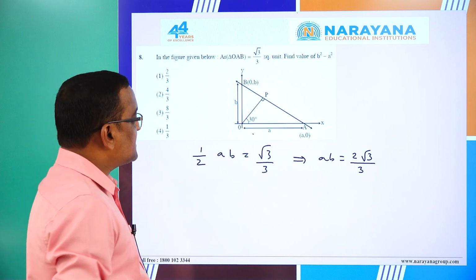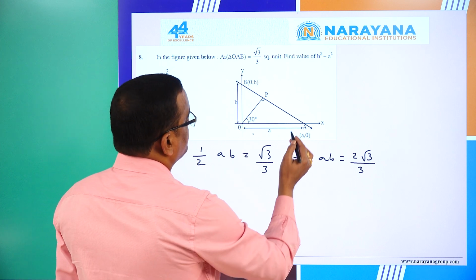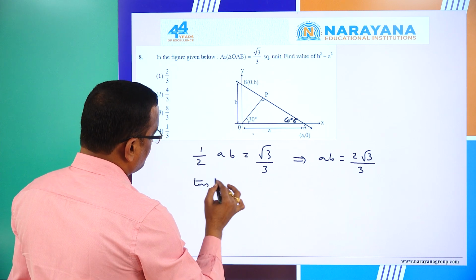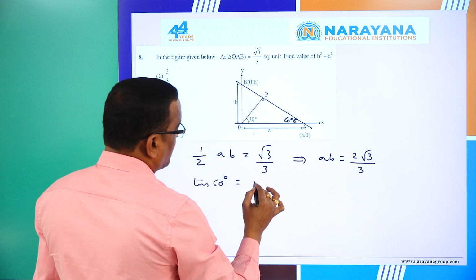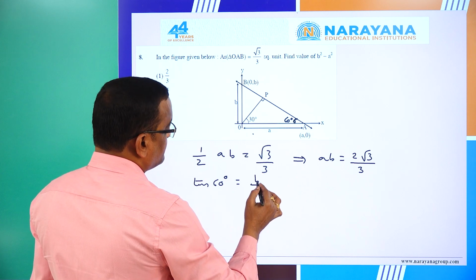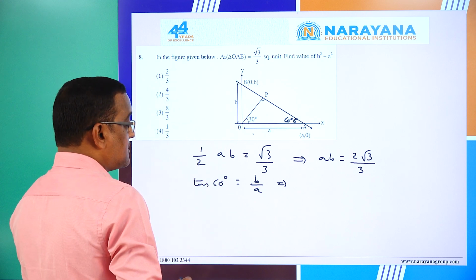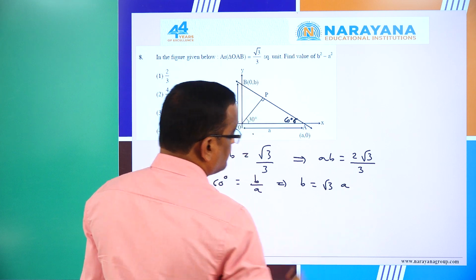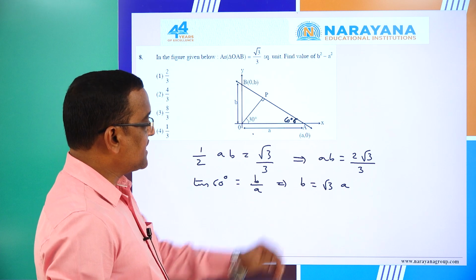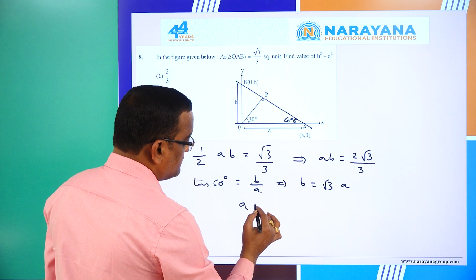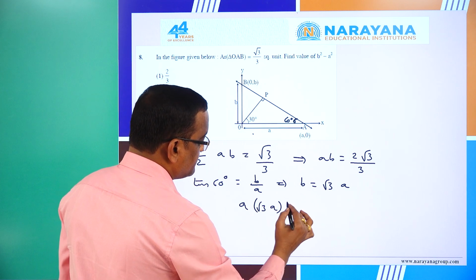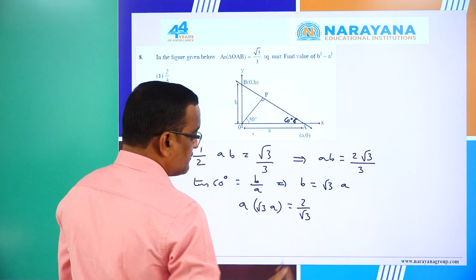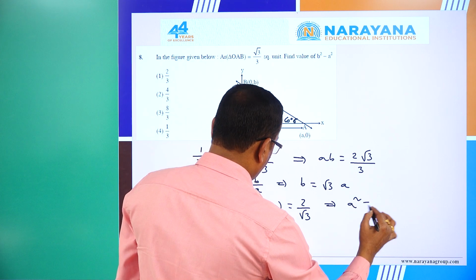And if this angle is 30, this will be 60. Now, in this right angle triangle, tan 60 is b by a, tan 60 is root 3. So, b is equal to root 3 a. Now, substitute b is equal to root 3 a here. We get a into root 3 a is equal to 2 by root 3. From this we get a square is equal to 2 by 3.